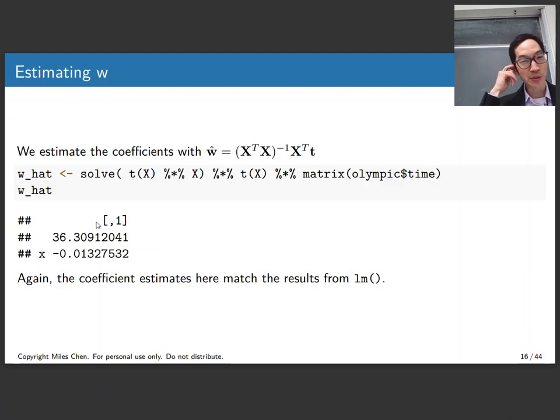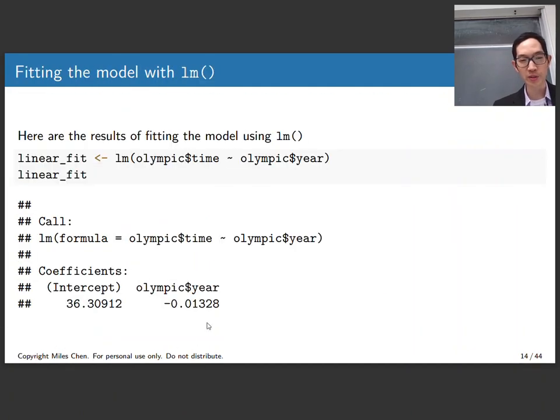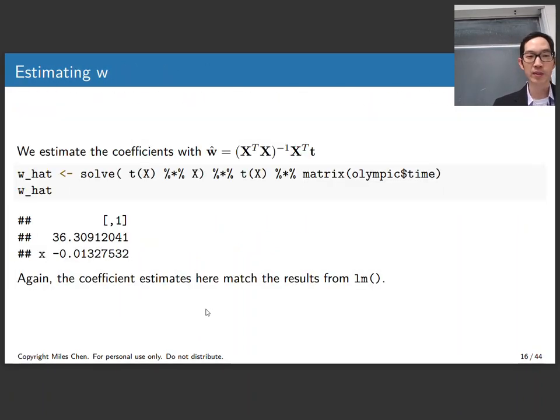I do X transpose X inverse, X transpose T right here, T being the column of actual values. So I make Olympic $ time into a matrix. And indeed, I get the exact same numbers, 36.309 and negative 0.01327, or I guess here it rounded, negative 0.1328. These are the values, okay? And so these coefficient estimates match what we got from LM.